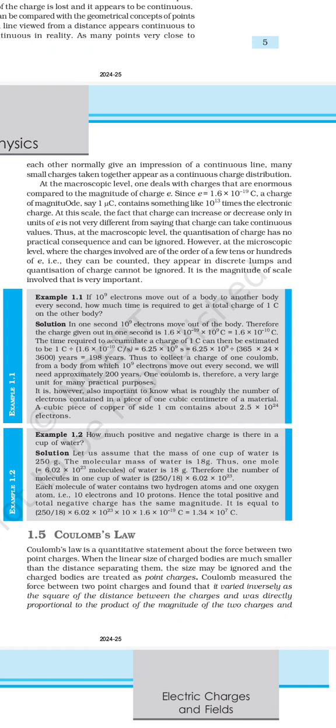Next example: how much positive and negative charge is there in a cup of water? So water, which is 18 gram per mole, let's assume 250 gram of water. So given mass by molar mass, 1 mole has 18 gram into Na, that is the number of molecules, so 250 by 18 into Na, that is 1.34 into 10 power 7 coulomb.